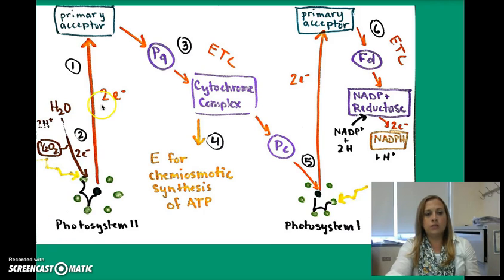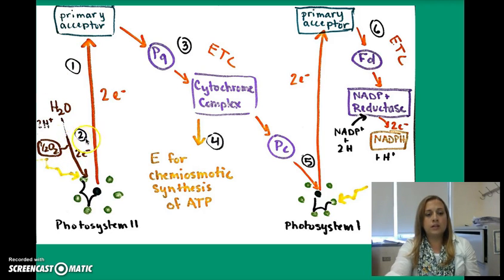I've got these numbered steps. The first thing that's going to happen, you can see we've got that yellow line again, so you've got light coming in. Again, you're going to have some energy transfer until you get to the chlorophyll A, at which point step 1 is, because of the energy from the light, 2 electrons are going to get sent to the primary acceptor. So that is step 1 in non-cyclic photophosphorylation.